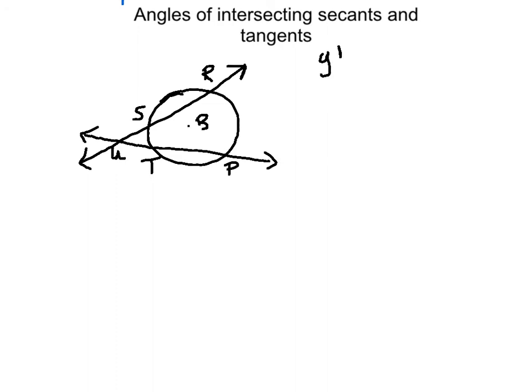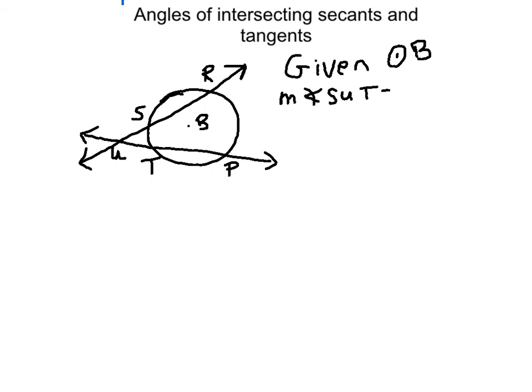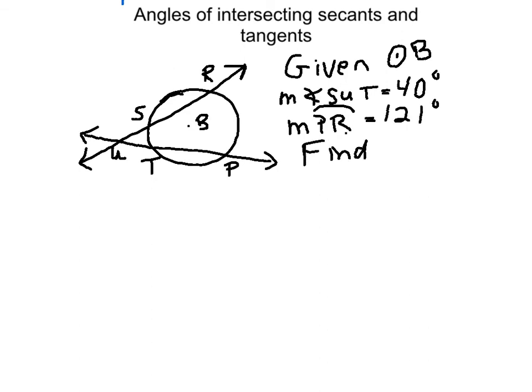So this is what we're given. Sorry about that, trying to write at an angle and it doesn't work too good. So we'll just put given circle B. And let's also say that the measure of angle SUT is 40 degrees, and the measure of arc PR is equal to 121 degrees. And our task is to find the measure of arc ST.